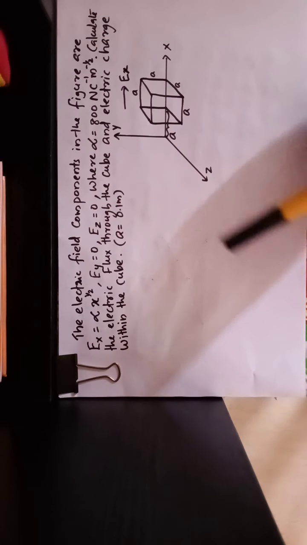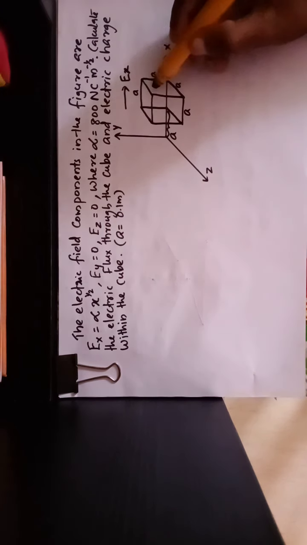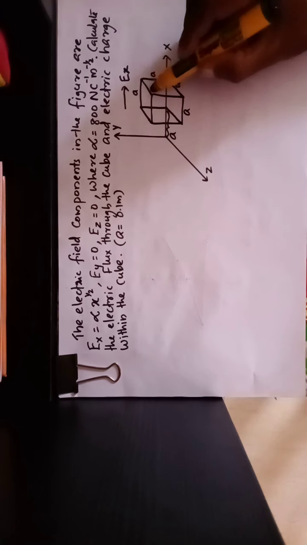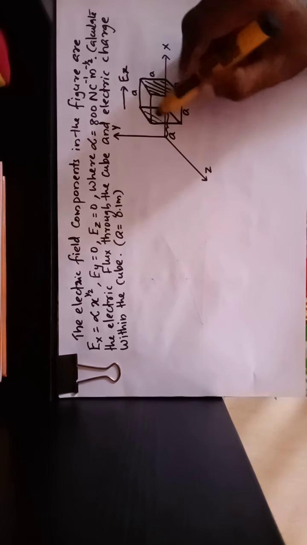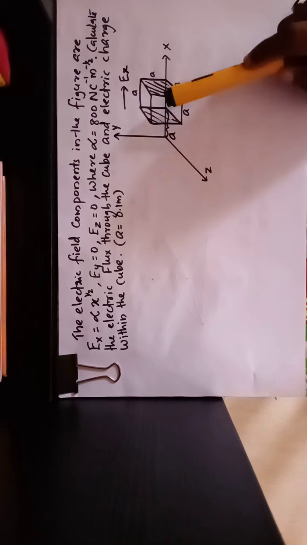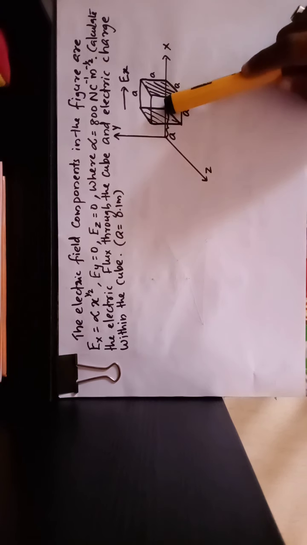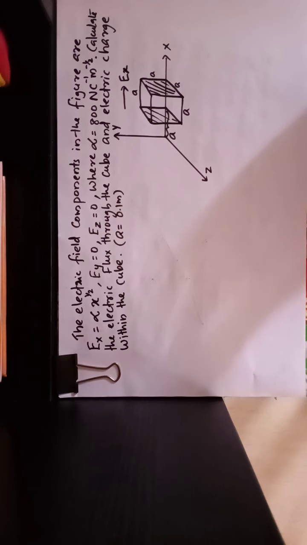What is our aim? We need to find the electric flux. So we need to consider these two faces. I'll just shade these two faces. This is one of the faces and this is the other face. Through these two faces the electric field lines will pass. Now, the cube is placed at a distance A from the origin.